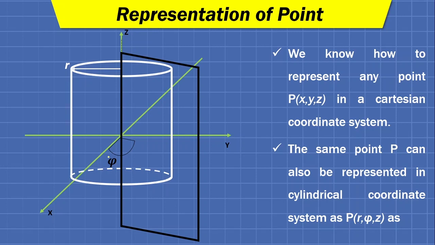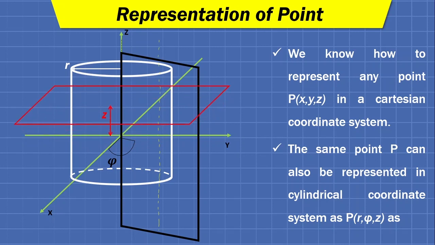Now the intersection of these two surfaces will give us a straight vertical line. As you can see, if this half plane cuts the cylinder, then the intersection will be a flat vertical line.